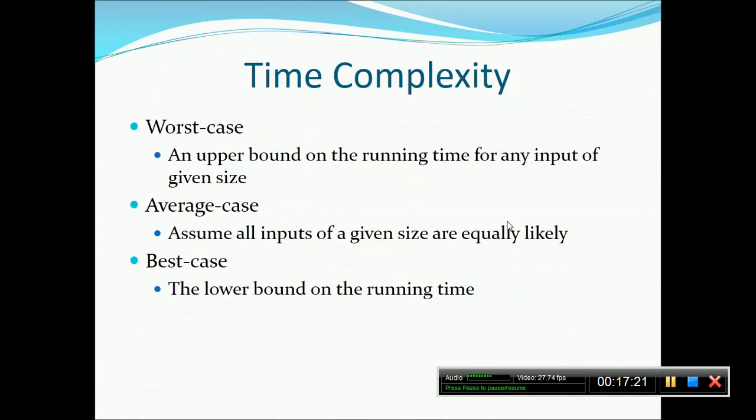Now come to the time complexity: the worst case, average case and the best case. I will take an example of searching an array. Array searching means you have an array and you are looking for a particular element. But suppose it is the worst case, it is not your day. What does the worst case mean? An upper bound of the running time for any input of the given size. Upper bound, that is the maximum possible. That is the worst case.